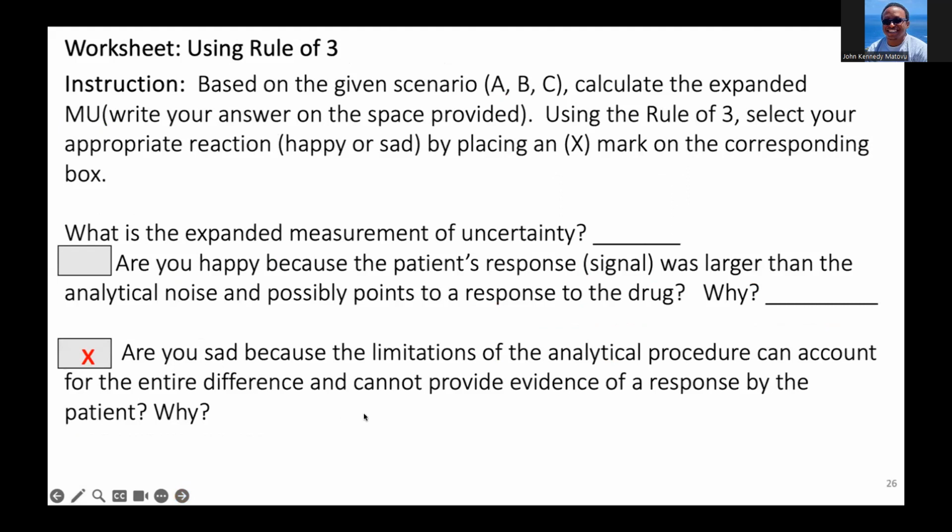So here we're looking at reference change values. Let's see what you had to do per the worksheet. You were given scenarios A, B, and C. You were asked to calculate the expanded MU, and then using the rule of 3, select your appropriate reaction, whether you'll be happy or sad. Here we're looking at something different. We're applying a different set of rules in terms of determining what our uncertainty is.